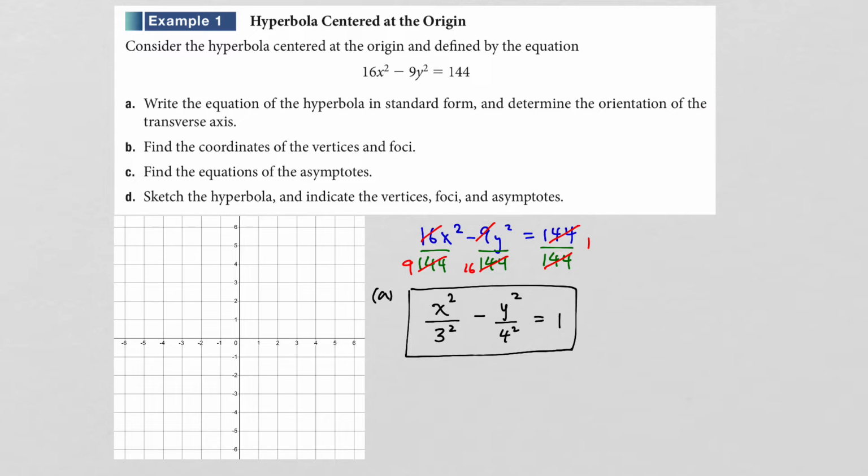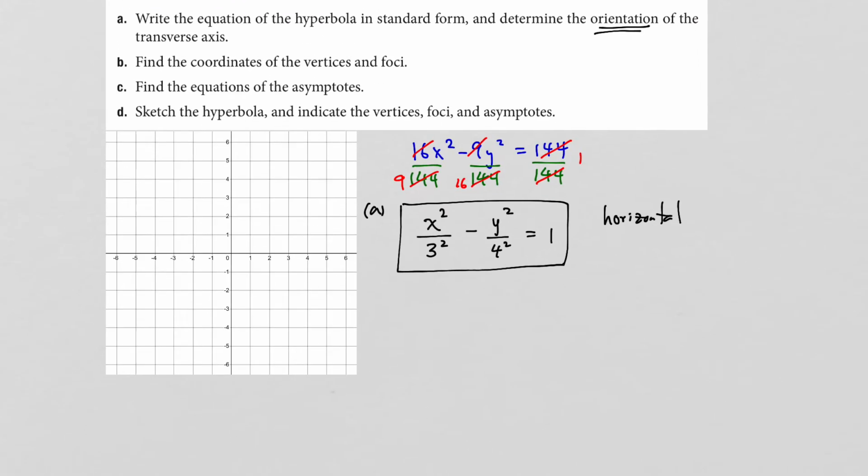Now it says determine the orientation of the transverse axis. The orientation is that it is horizontal. And the reason it's horizontal is because your horizontal variable, right, x, appears first. And that's how we know that it's horizontal. So if this had been a y and if this had been an x, then we would say the orientation is vertical. But in this case, it's horizontal. All right, so we've answered part A.